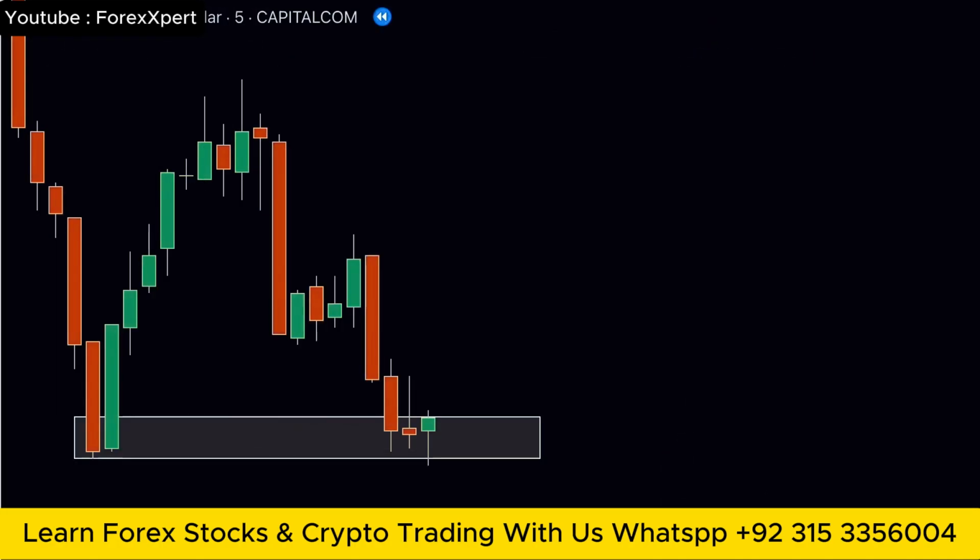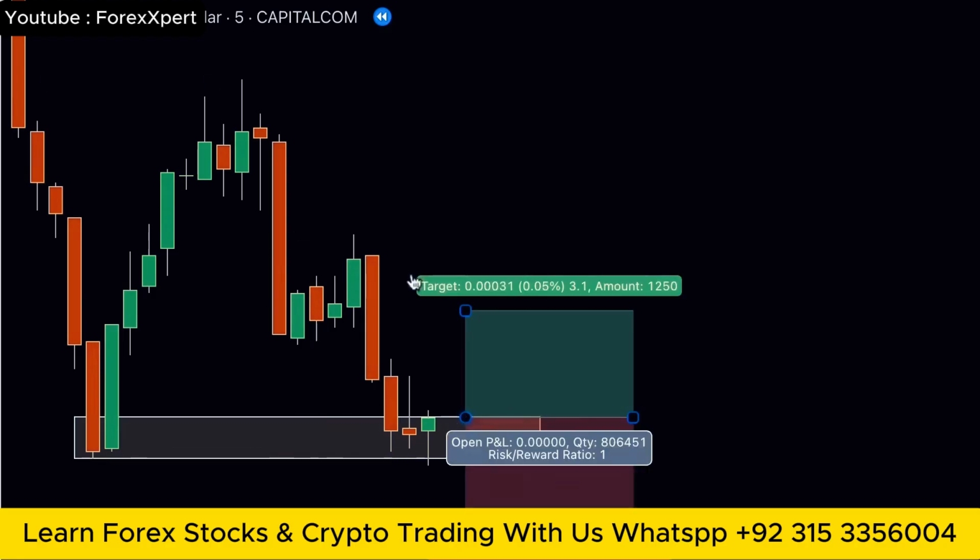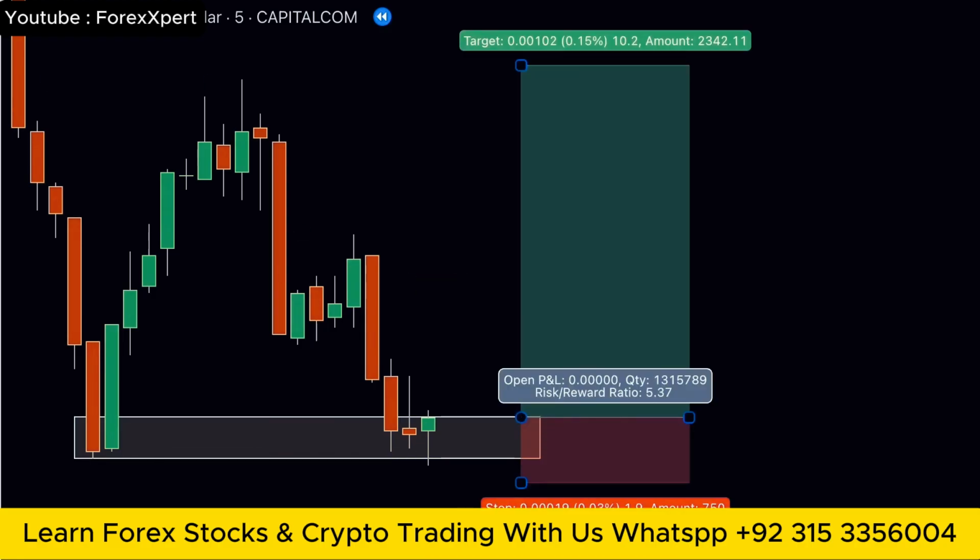In this real chart example, we've identified a strong demand zone. The zone meets all the necessary criteria: large candle size, it's fresh, there's a breakout of structure, and the risk to reward ratio is favorable. You place your buy trade with the stop loss set just below the demand zone.